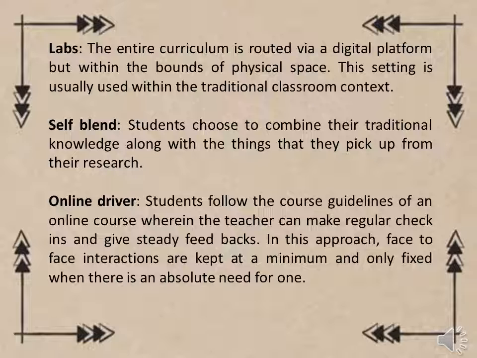Labs. The entire curriculum is routed via a digital platform but within the bounds of physical space. This setting is usually used within the traditional classroom context. Next is the self-blend. Students choose to combine their traditional knowledge along with the things that they pick up from their research. Next, and definitely the last, online driver.